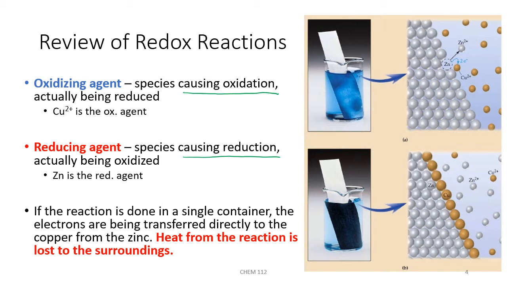And the copper 2+ ions caused the zinc to become oxidized, which is why copper 2+ is called the oxidizing agent. If you can remember LEO and GER, then the agents are just the exact opposite of our traditional oxidation and reduction definitions. So in this example, the reaction was done in that single container. So when the electrons were transferred from zinc to copper in that redox reaction, the heat generated from that reaction would just be lost to the surroundings. It wouldn't be harnessed to be transferred into useful energy in this example. So we're going to build upon this now when we study electrochemistry.